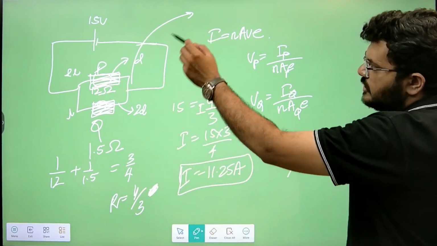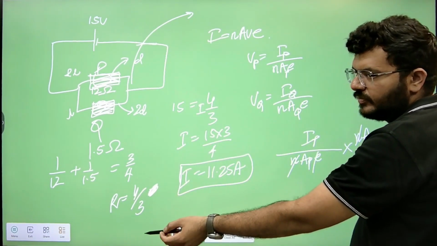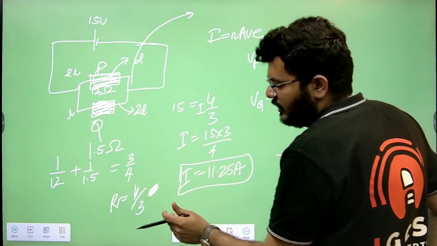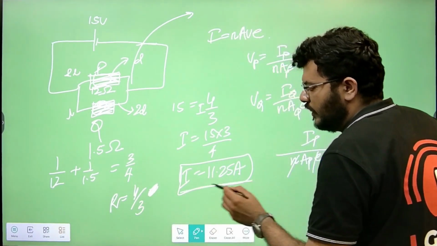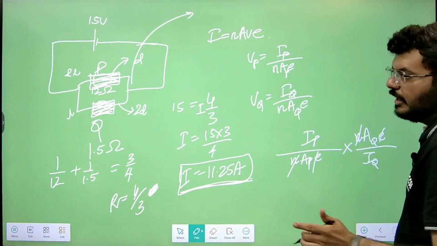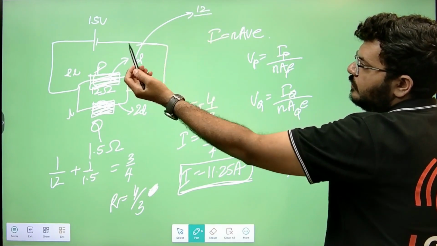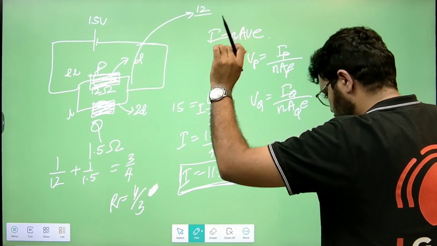The total resistance is 4 by 3, right? So basically what is the ratio between, I think yes, once we have found out the current, right, what can I say? That 12 parts.